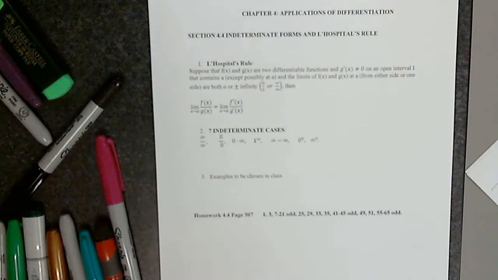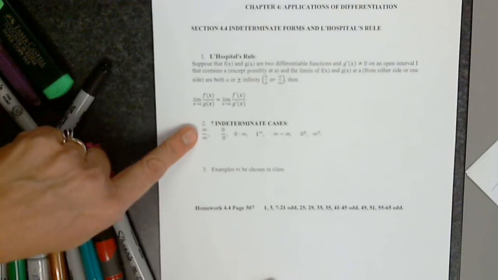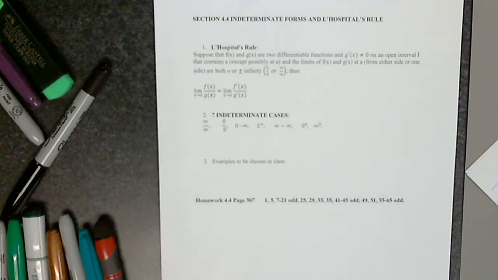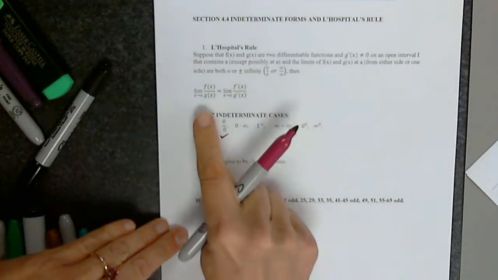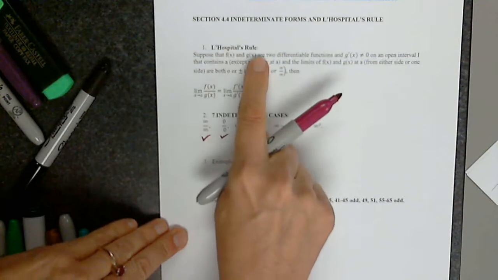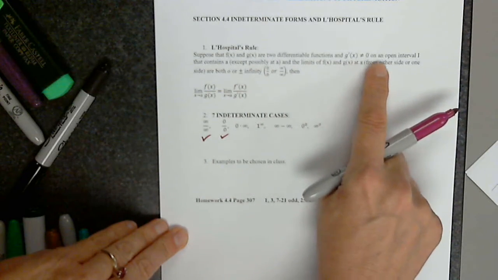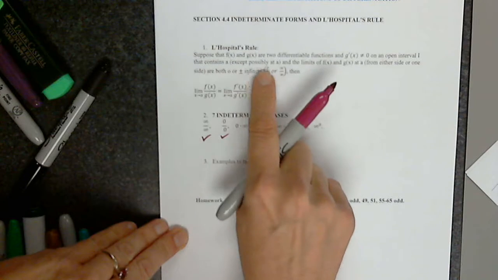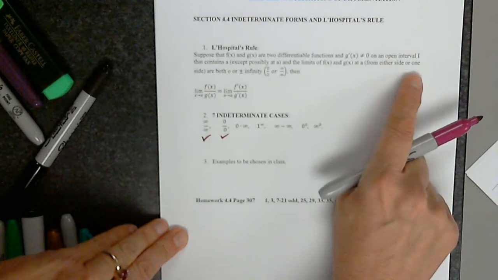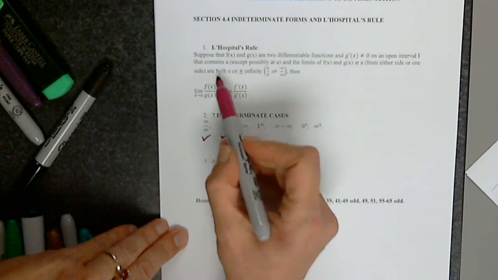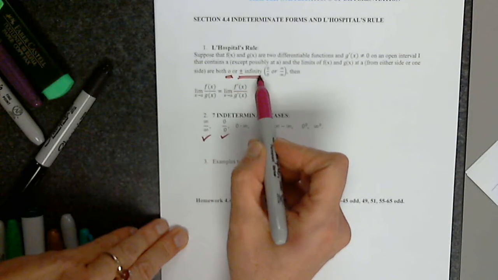In section 4.4, we're talking about L'Hopital's rule and the 7 indeterminate cases. We've encountered all of them so far. Okay, but only these two, as you see in the definition of the rule. Suppose that f and g are two differentiable functions and g prime is not 0 on an open interval I that contains a except possibly a, and the limits of f and g, either side or one side, doesn't matter, are both 0 or both infinity.